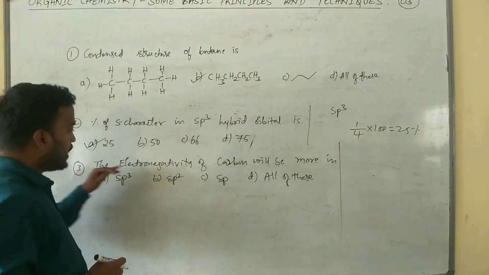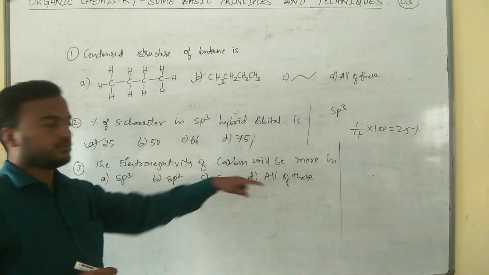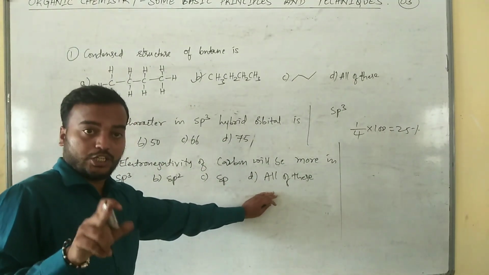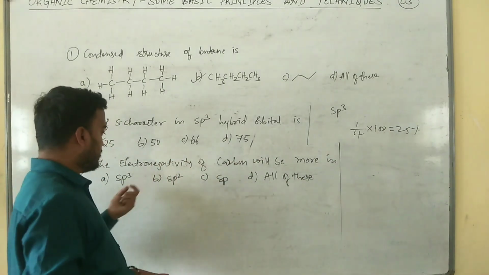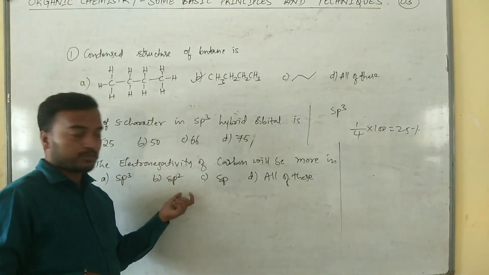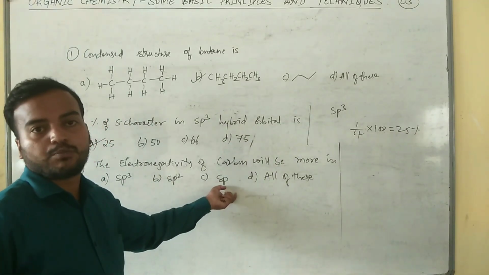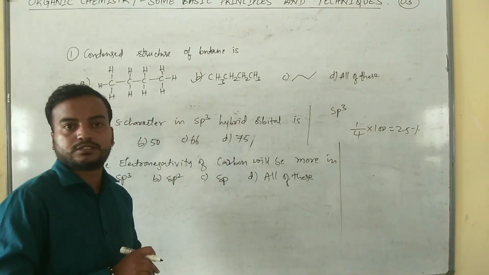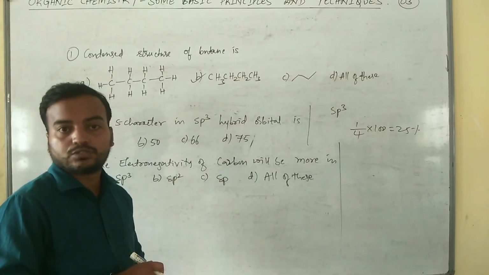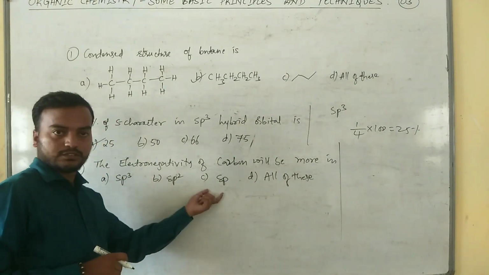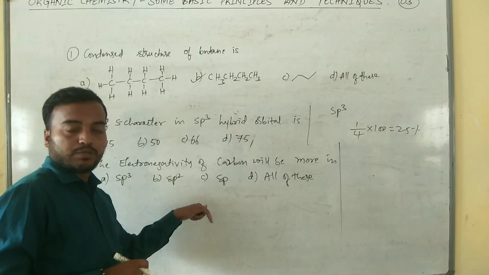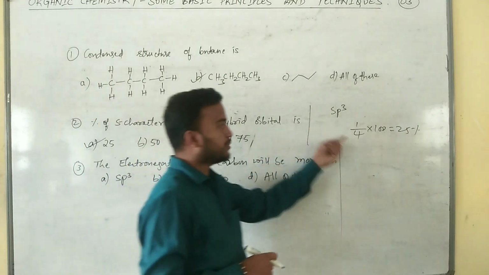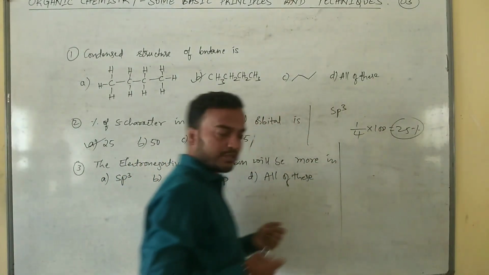Next question, the electronegativity of carbon will be more in sp3, sp2, sp, or all of these. He is asking whether the electronegativity of carbon will be more in sp3, sp2 or sp hybridization. I already told you, as the percentage of S character increases, the electronegativity of that carbon also increases. So in these 3 cases, which hybridized carbon atom will have more S character? In sp3, we already solved it, the percentage of S character is 25%.